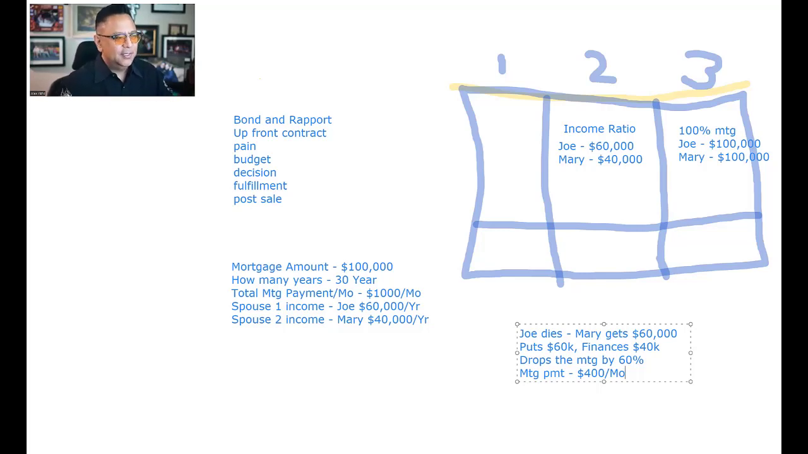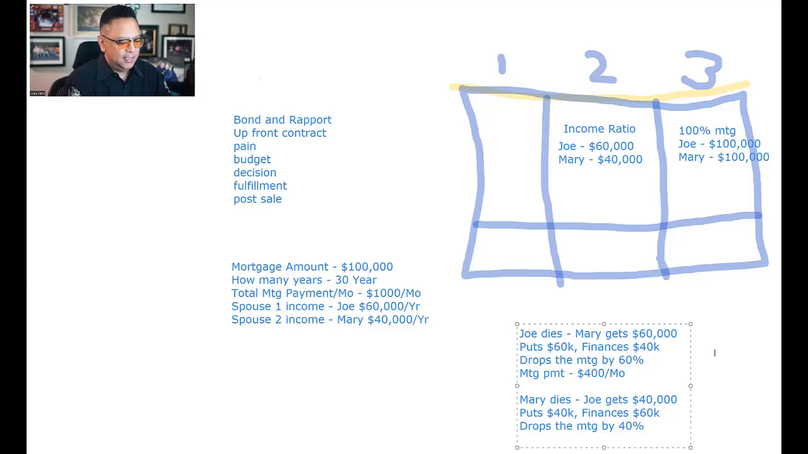Vice versa, same thing. So if Mary dies, Joe gets $40,000. He puts the 40,000 down, finances 60,000, right? Drops the mortgage by 40%. And so the new mortgage payment, actually liking this, you can actually read my writing because I'm not writing, is now $600 a month.